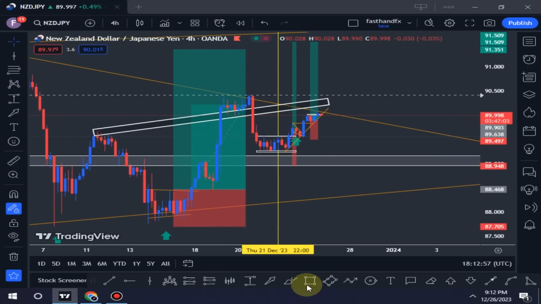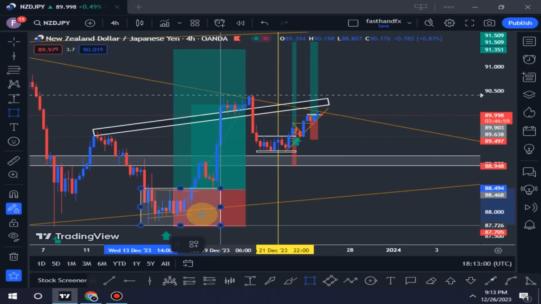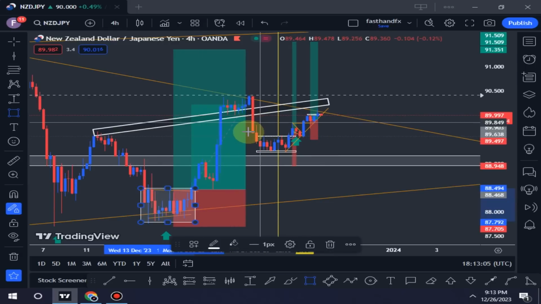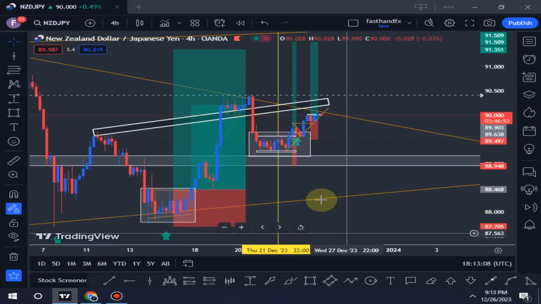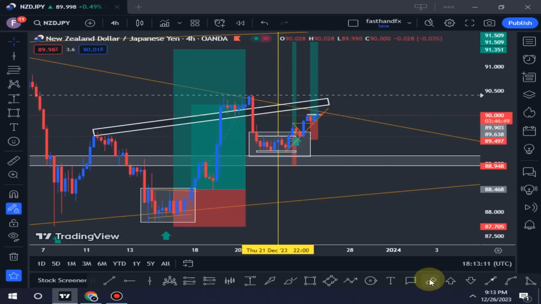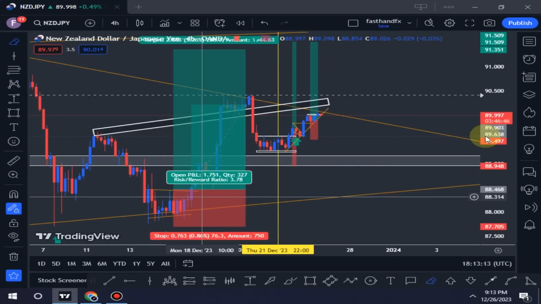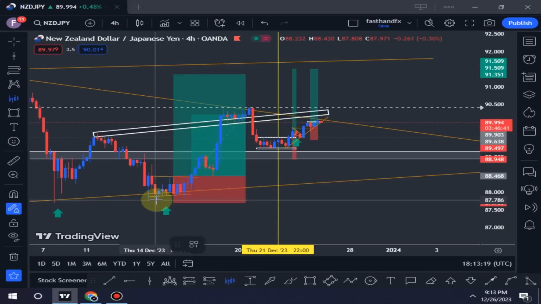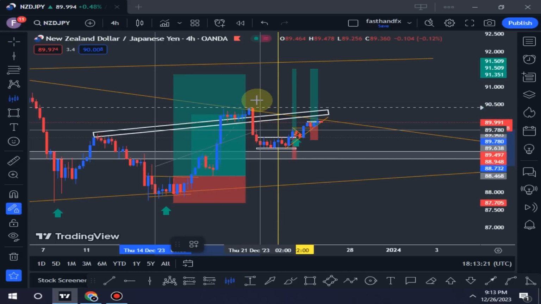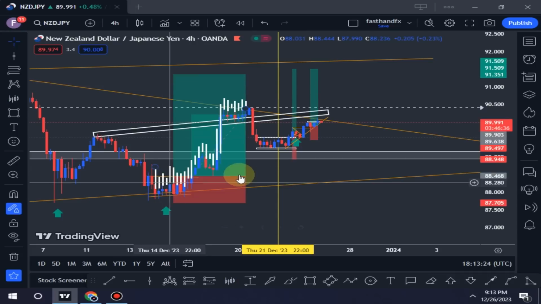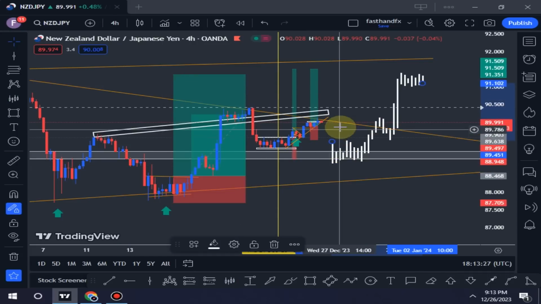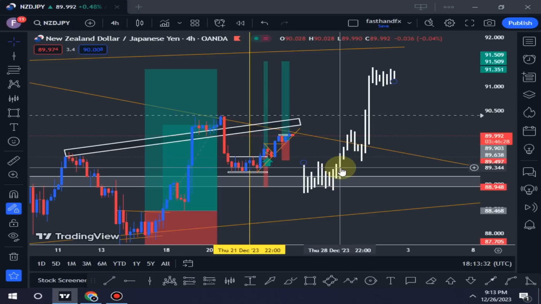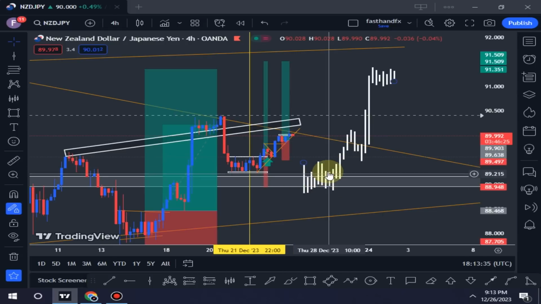If you look at this zone right here, these are the things that made me take this buy position. Look at that zone right there, and then look at this zone right here. They look the same, all right? So if we take our bar pattern tool and copy from this move until this move right here. Like I say, guys, the market does repeat its pattern. Sometimes the pips value might not be the same as the previous, but the market does repeat the pattern.